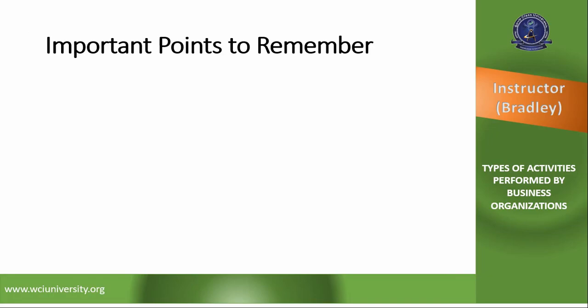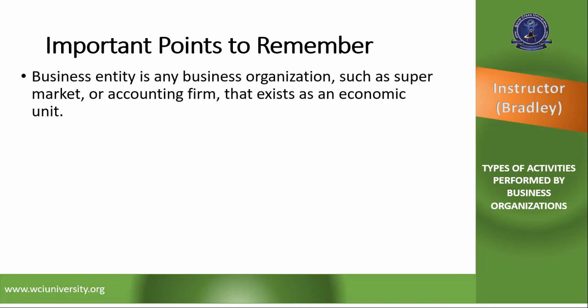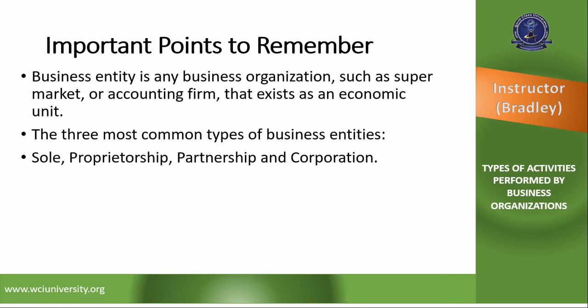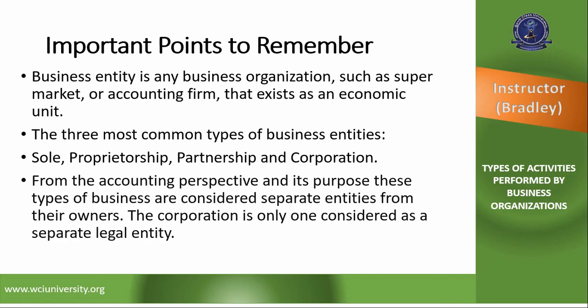Important points to remember. A business entity is any business organization, such as a supermarket or accounting firm, that exists as an economic unit. The three most common types of business entities are sole proprietorship, partnership, and corporation. From the accounting perspective, these types of business are considered separate entities from their owners. The corporation is the only one considered a separate legal entity.